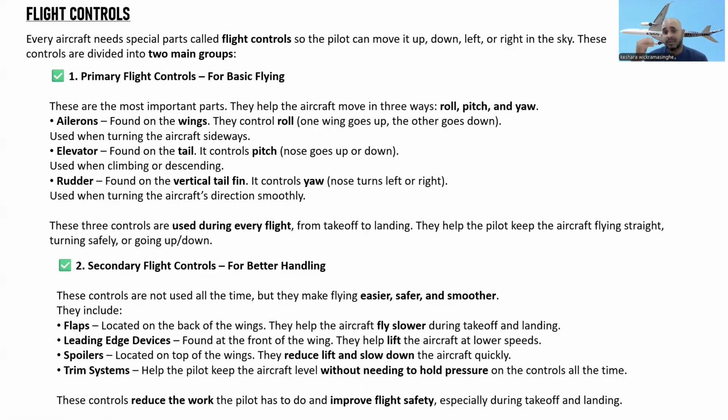This helps to fly aircraft slower during takeoff and landing. And the leading edge devices found at the front of the wing help lift the aircraft at lower speeds. And the spoilers located on the top of the wings reduce the lift and slow down the aircraft quickly. Trim systems help the pilot keep the aircraft level without needing to hold pressure on the control all the time. So these controls reduce the work the pilot has to do and improve flight safety, especially during takeoff and landing.